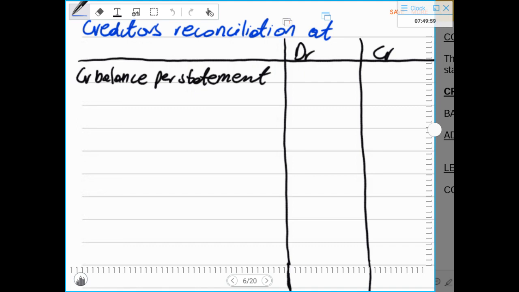I will not be using an exercise, but I will be developing an exercise in this introduction. It's kind of an introduction or an overview on what creditors reconciliation is all about, and what are the major things that you must take into account and how to record in the creditors reconciliation statement.